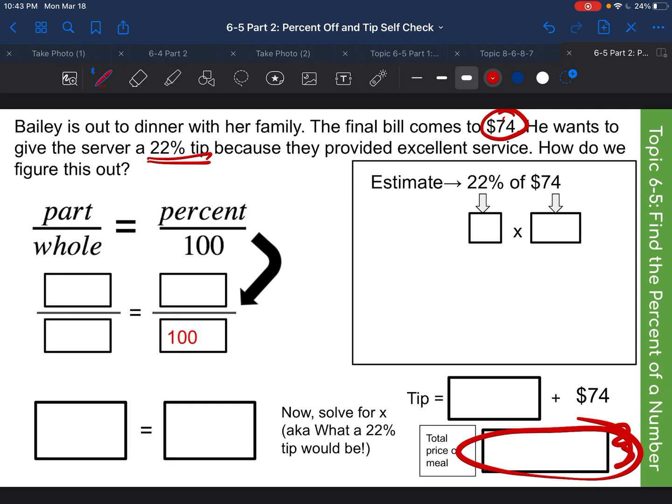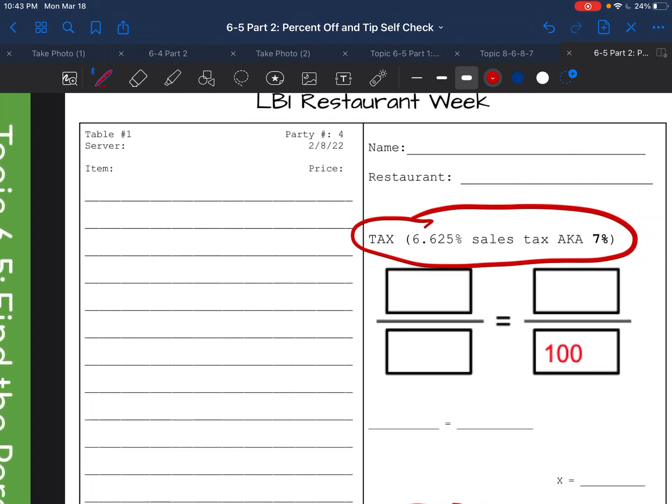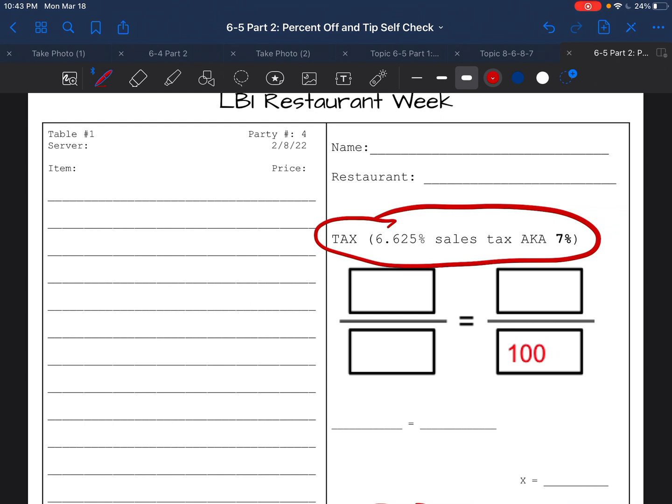Once you finish your notes, there are a bunch of different menus at the back table. You are going to use some of those menus and practice finding tip, and you are also going to practice finding tax. Okay, so there's a couple restaurant pages that you are basically like a check, and you are going to complete as many as you want using the menus at the back. It looks kind of like a check that you would get at a restaurant.